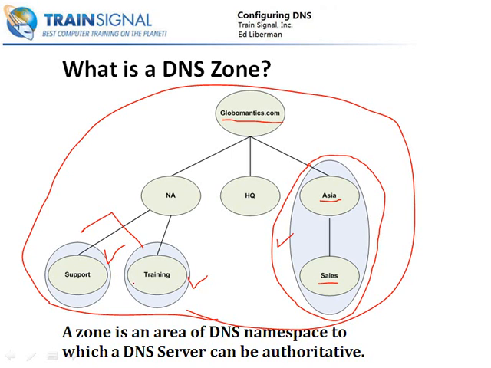support.na.globalmantics.com and training.na.globalmantics.com, which have each been separated out into a separate zone and then delegated to individual DNS servers to manage that area of namespace, or to be authoritative over that area of namespace.